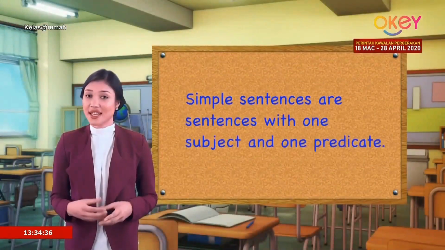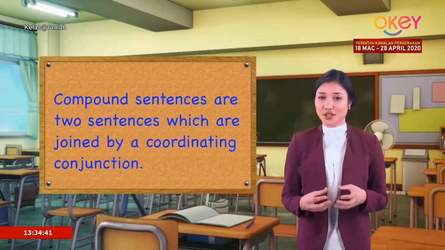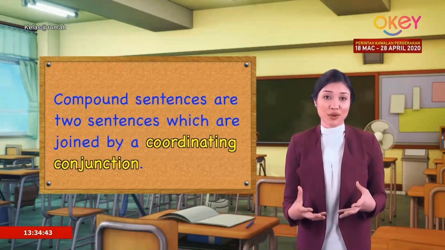Simple sentences are sentences with one subject and one predicate. Compound sentences are two sentences which are joined by a coordinating conjunction.